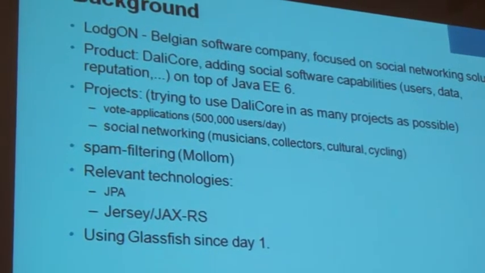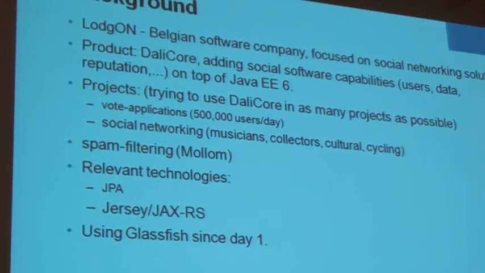We use DaliCore and GlassFish also in a spam product which is called Mollem. We'll briefly show some figures about this on the next slide. The technologies that we use in Java EE are mainly JPA and JAX-RS, and then Jersey. I mention Jersey specifically because Jersey is more than just JAX-RS. It's also the Jersey client, and the OAuth contrib are very important to us.